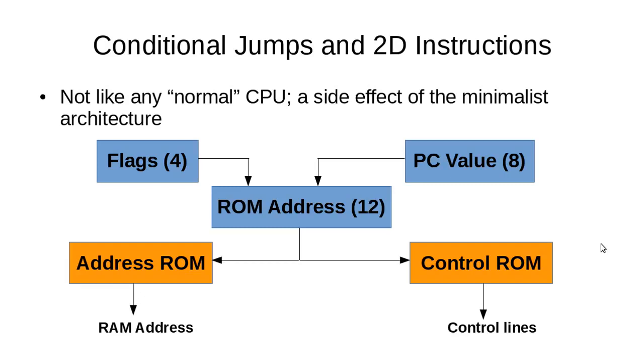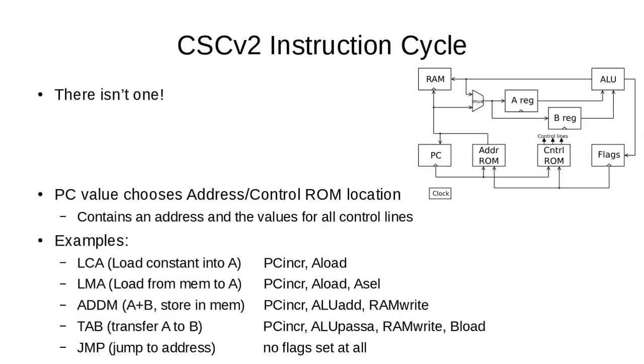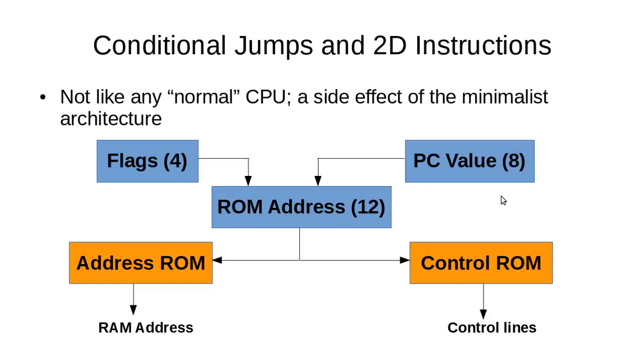All right, now I've talked about absolute jumps, where we tell it to definitely do a jump, but now let's look at conditional jumps, because we might only want to jump to a new instruction based on what's in the flags register. So you can see that the flags value actually comes in to the control and address ROMs. The flags values actually form part of the address that gets put onto the address ROM and the control ROM, as well as the program counter value.